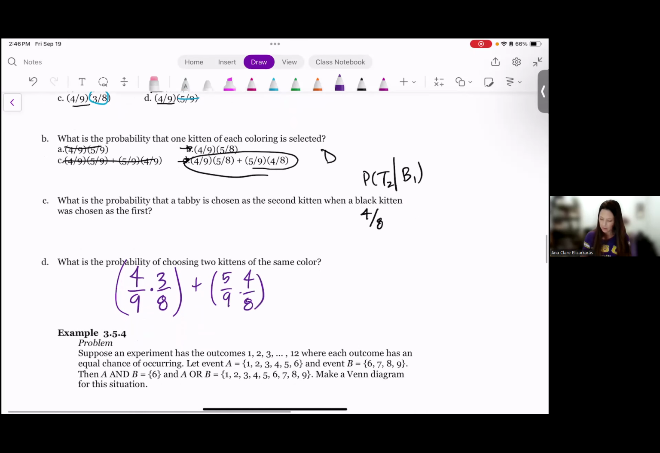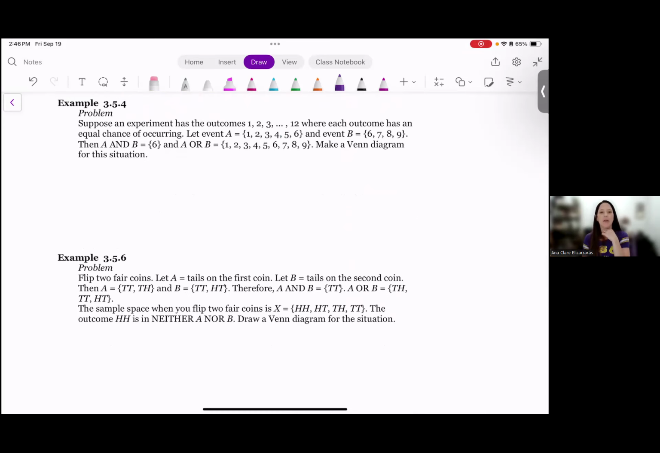Let's move into Venn diagrams. Another way that you can display your data. Suppose an experiment has the outcomes 1, 2, 3, 4, 5, 6, 7, 8, 9, 10, 11, 12, where they're each equally likely. The event A from that sample space is 1, 2, 3, 4, 5, and 6. Event B from that sample space is 6, 7, 8, and 9, which means that events that are in A and B would be 6.